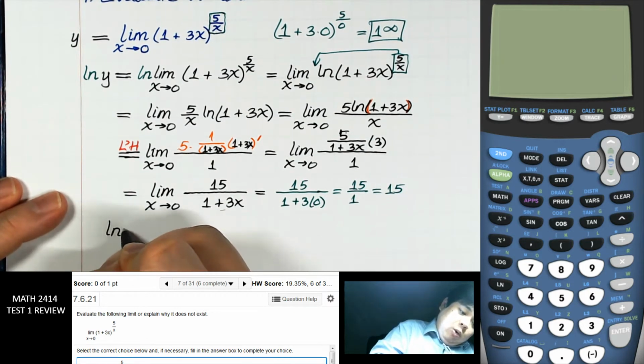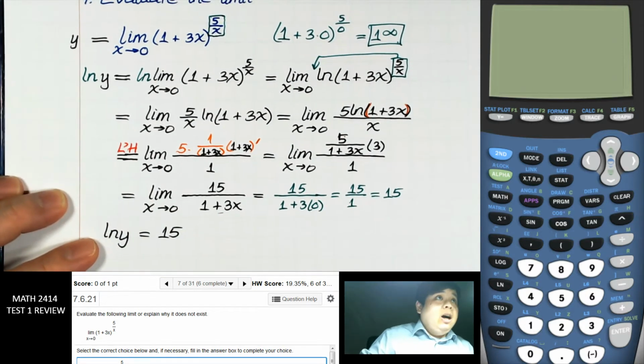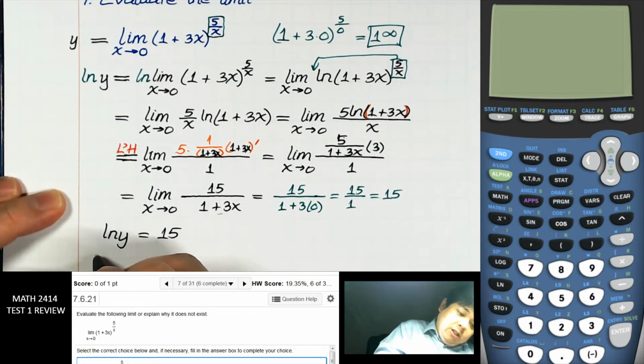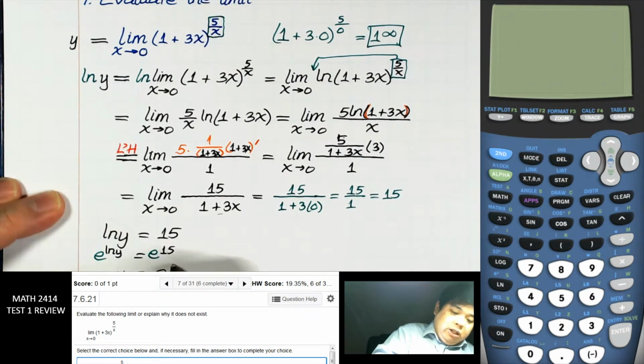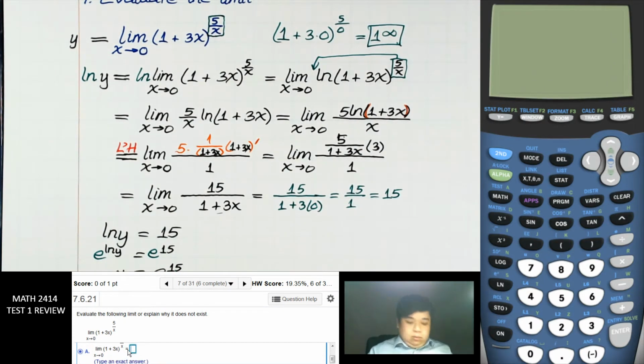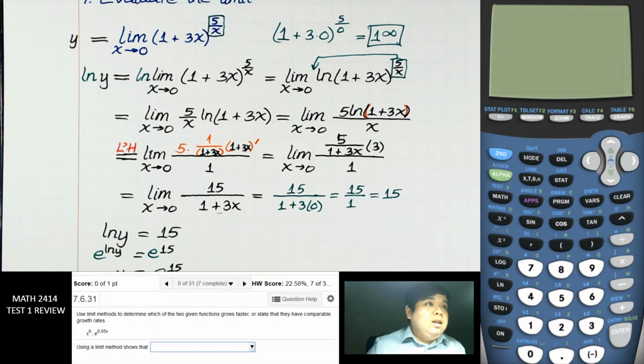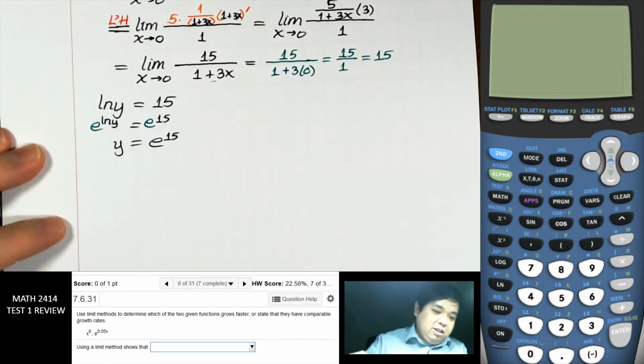What we have is ln of y is equal to 15. To get rid of the ln, we will take e to both sides. And e and ln cancel out. We have y equal to e to the 15 power. Right, that's that. Next, comparing the rates. That's number 7.